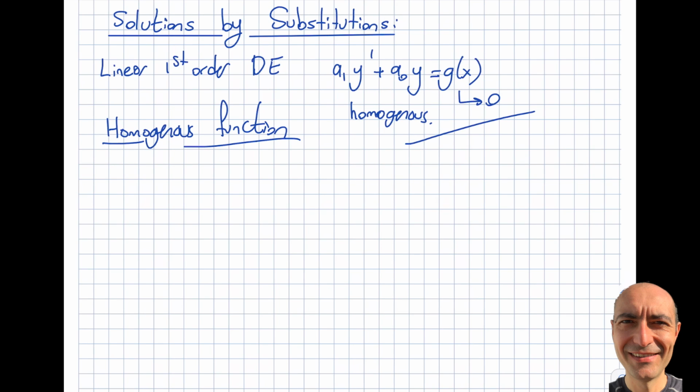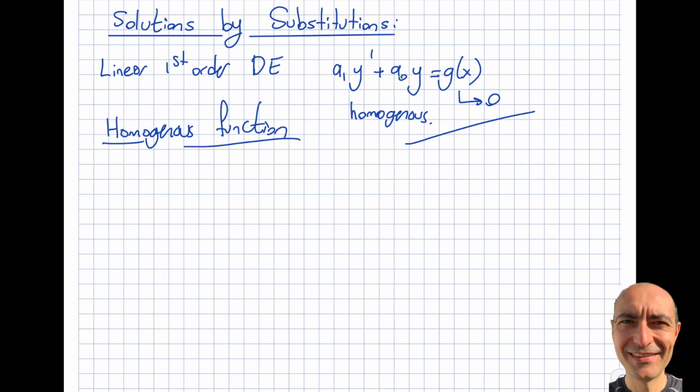I look at the highest exponent on both x and y. Obviously, I'm assuming x is the independent variable, y is the dependent variable, right? And if I can factor those out completely, that's what it means that this is a homogeneous function. So I'm looking at the highest exponent of each x and y, so they need to be the same, right? So I think it's much easier.